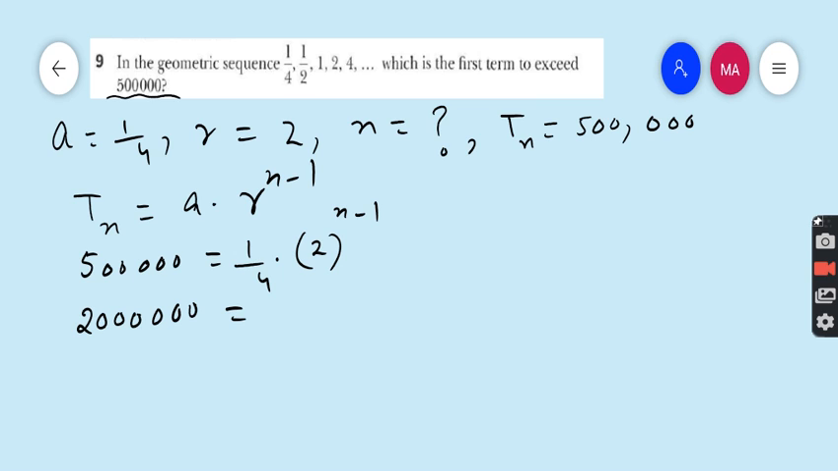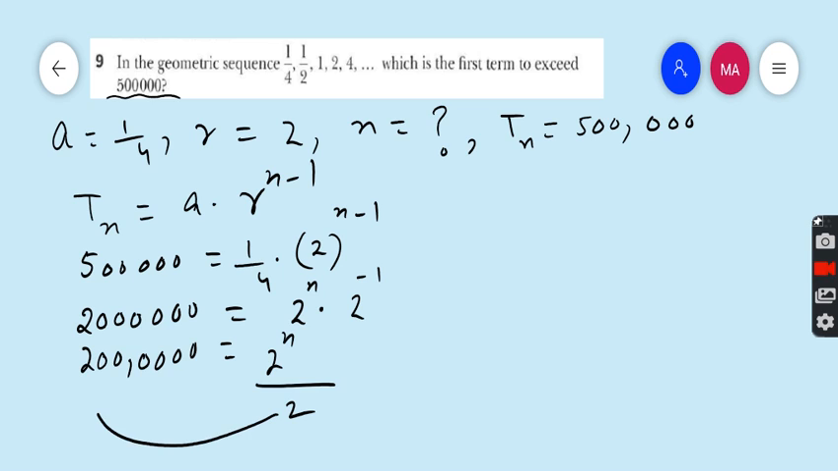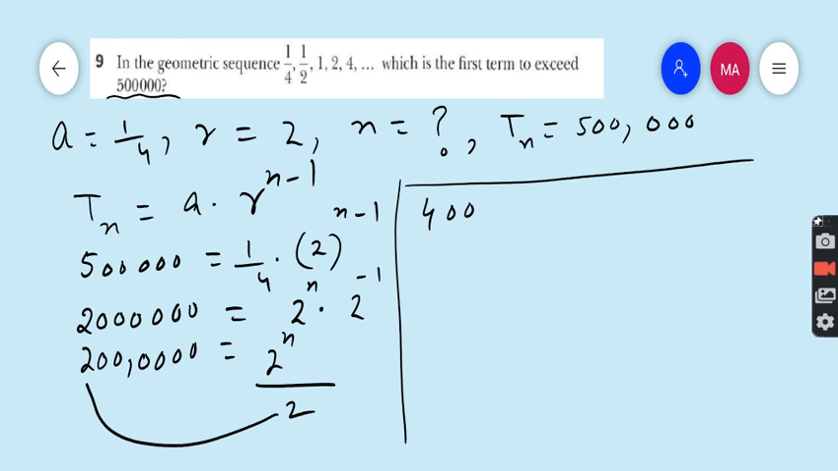is equals to, break this 2 power n minus 1 in terms of 2 power n dot 2 power minus 1. This 2 power minus 1 can be written in terms of denominator, that is 2 power plus 1, and multiply this 2 by 4, 400,000 is equals to 2 power n.